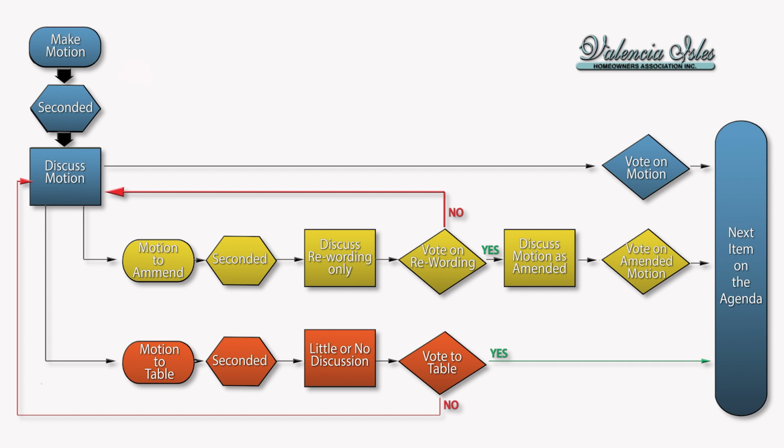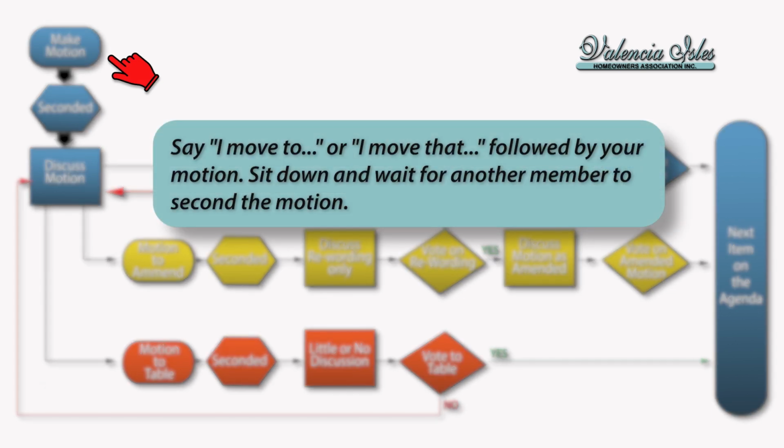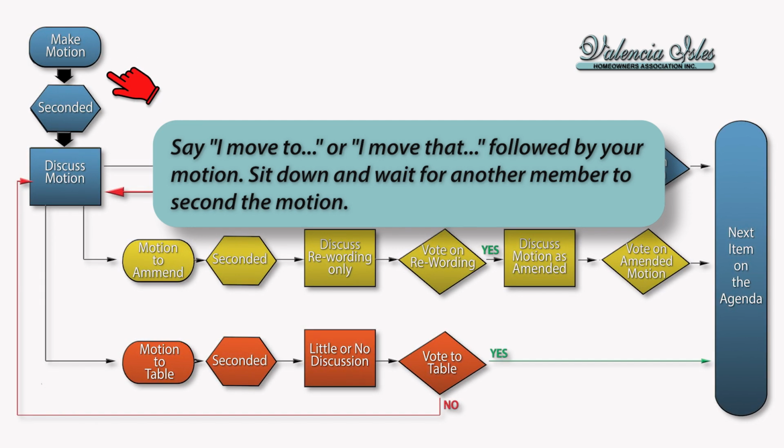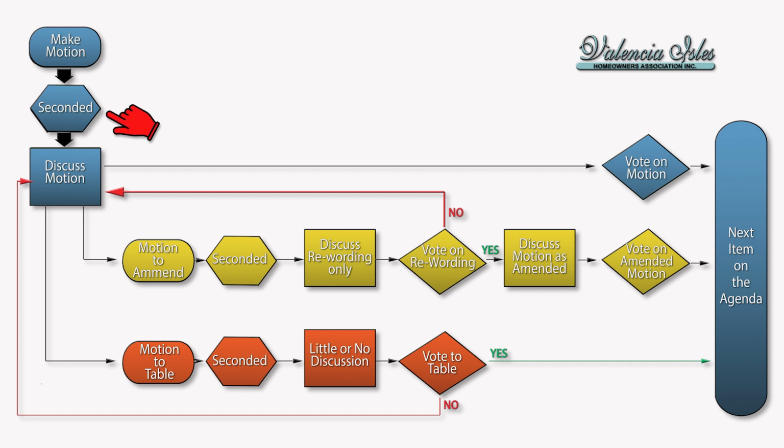So let's start. It all starts with a member of the board, after seeking and receiving recognition from the chair, saying, "I move that," followed by a statement of the proposal. That motion now needs to be seconded by another member of the board. After being seconded, the chair should restate the motion so everyone is clear what the motion is exactly, and then it goes to the discussion phase.